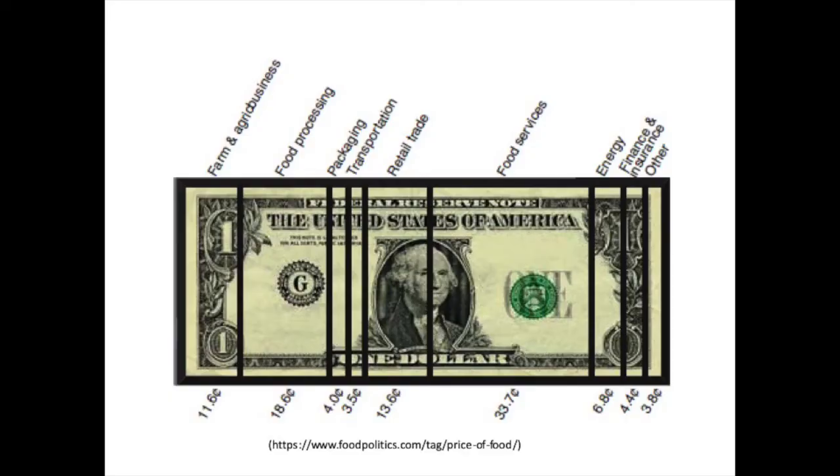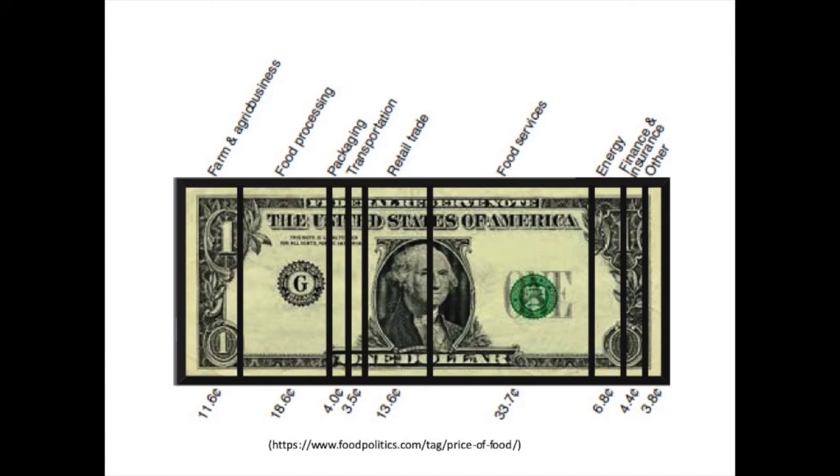Here's another system map. This one shows where the money goes of every dollar spent on food. And you can see a small fraction of it, 10%, 11.6%, goes to farm and agribusiness. And actually, maybe just a few cents on the dollar goes to the farmer. Food processing is another almost 20%. And then the services, the production and shipping and packaging and providing of it, that's the bulk of it.